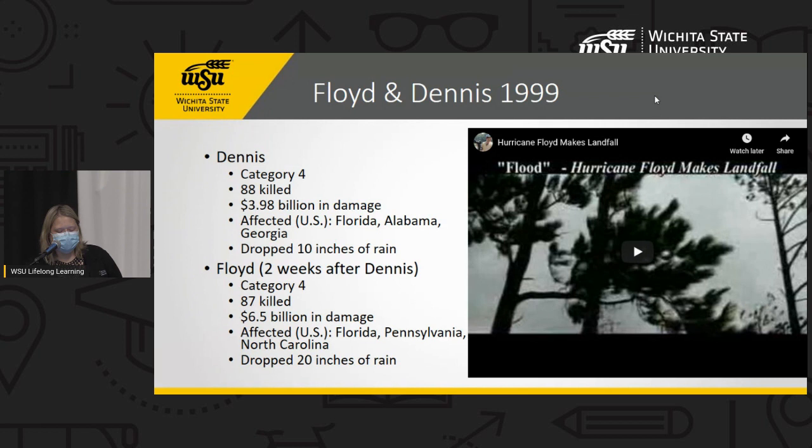And they both affected Florida, a similar area, but Dennis was Florida, Alabama, and Georgia, while Floyd was Florida, Pennsylvania, and North Carolina. And here's a little clip of Hurricane Floyd. So they talk a little bit about Dennis in here, but not a whole lot.